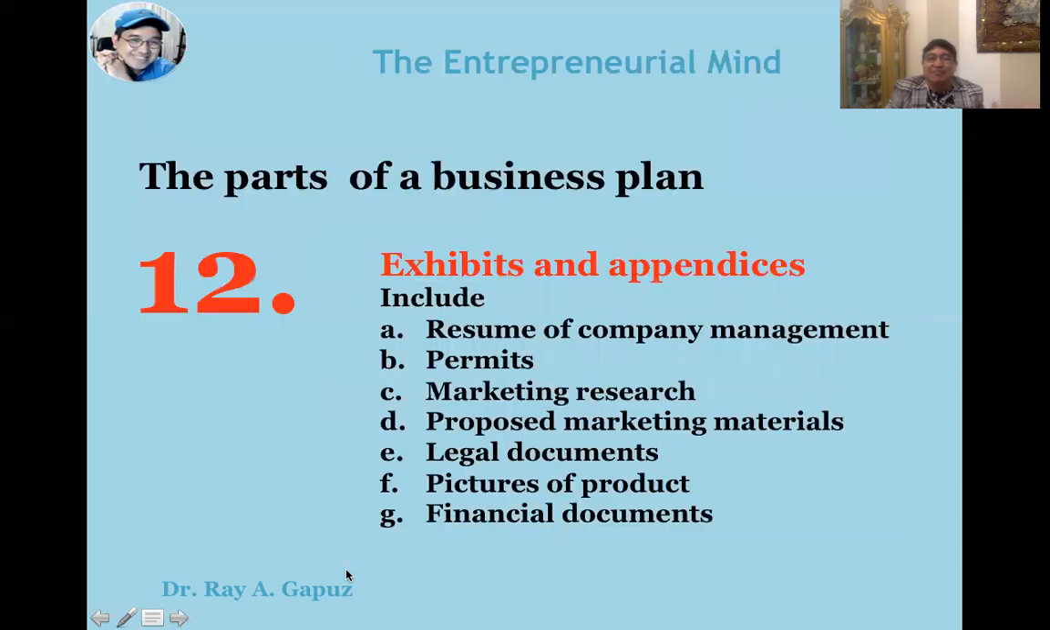Okay? And then part 12 of the business plan would be exhibits and appendices. This could be your favorite. Why? You place here the resume of company management. Make sure that you just have one brief resume for each, 1 page or even half a page for each. The permits, if you already have it, the marketing research findings, proposed marketing materials, sample of your flyers, a picture of your tarpaulin, or minsan yung iba, Diyos ko, naka-billboard na kaagad. Okay, eh napakaliit pa ng negosyo.